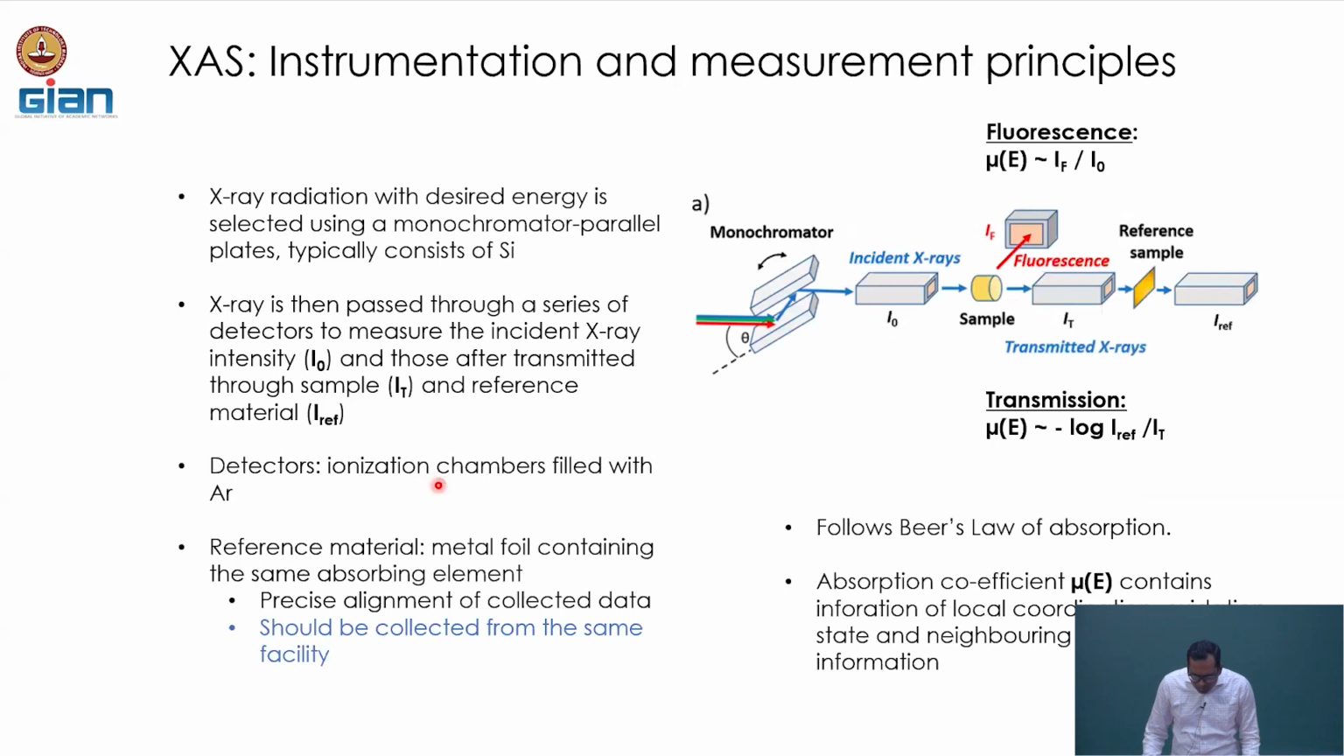Okay, so a little bit on the instrumentation and the measurement principle. What happens is, we have the X-ray monochromator, so we have the incident X-rays. Now, two things: we can either do it in a transmission mode or we can do it in a fluorescence mode.